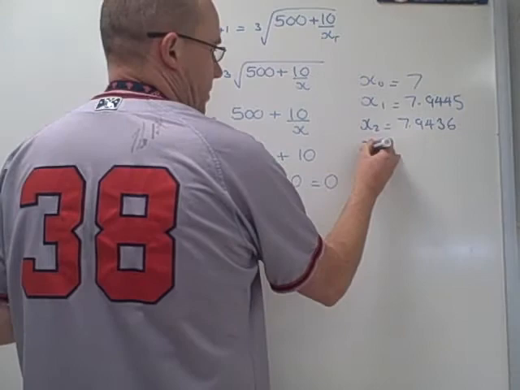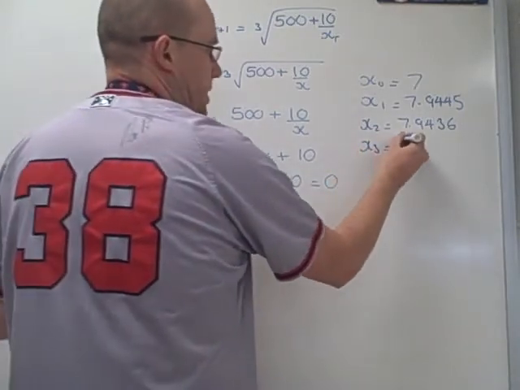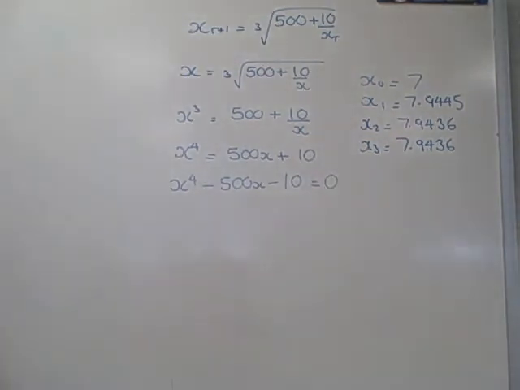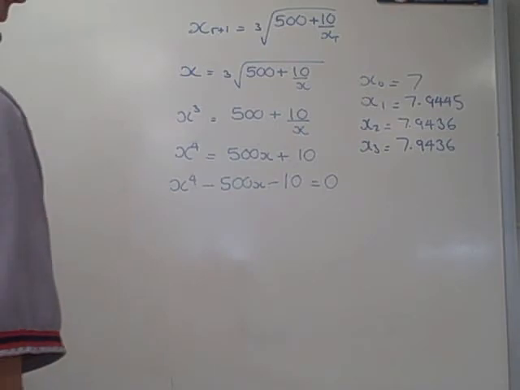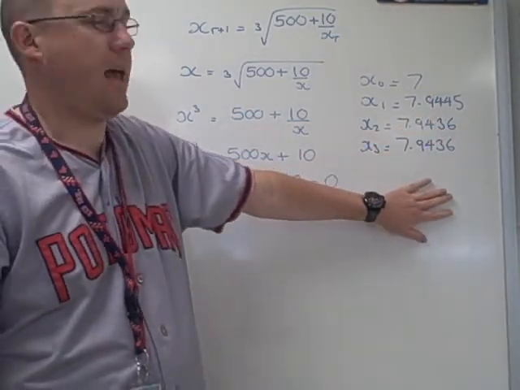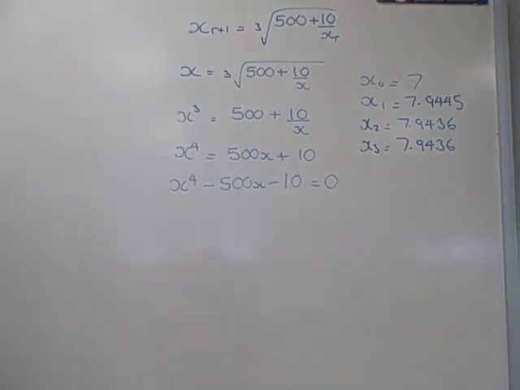Now when I plug in 7.9436, I actually once again get 7.9436. So I'm definitely converged to that answer now. Therefore, I can say it is converging, and if I was to carry on with a more accurate calculator, I can certainly say that x5 is a good approximation for this root, because I'm getting that repeated value there.